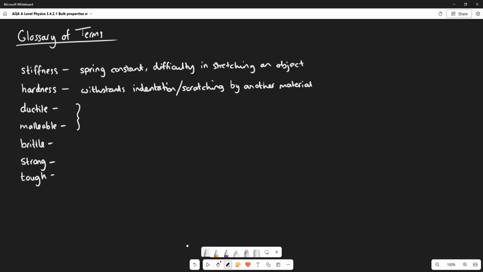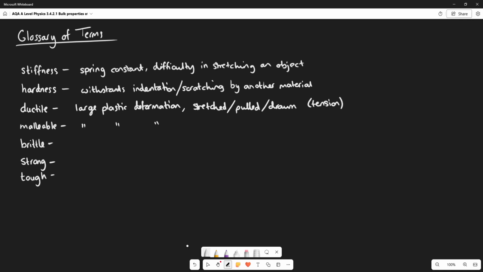The terms ductile and malleable both refer to plastic behaviour. Ductile materials can be stretched, pulled, and drawn. They are very plastic when exposed to tension forces.